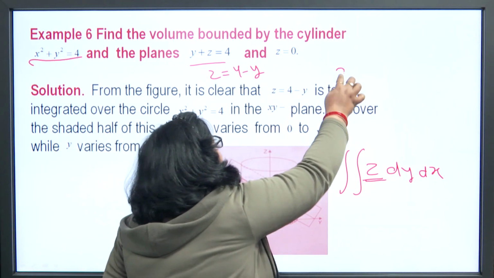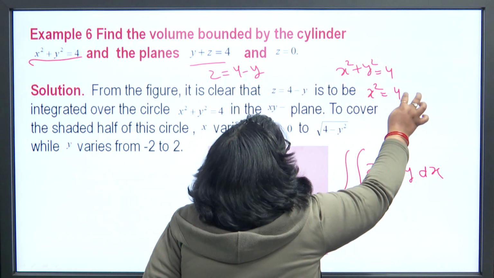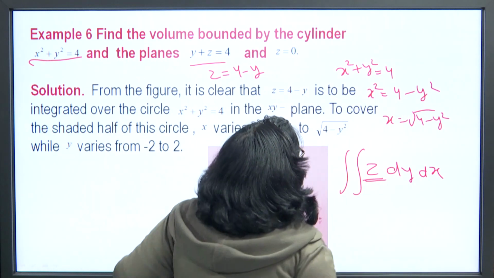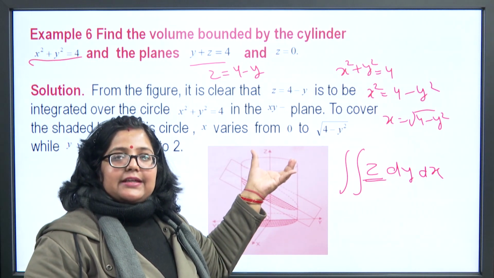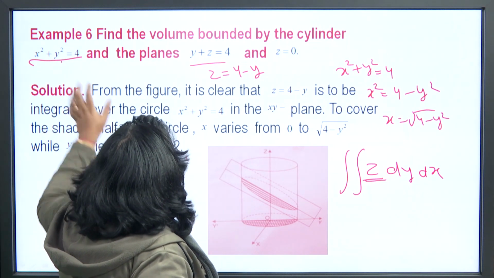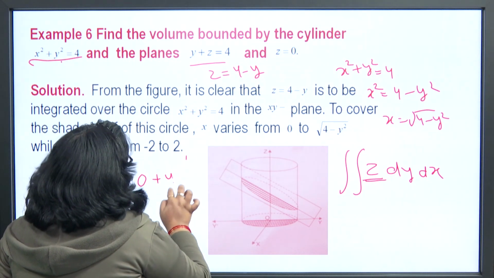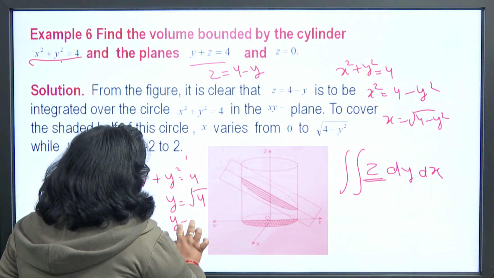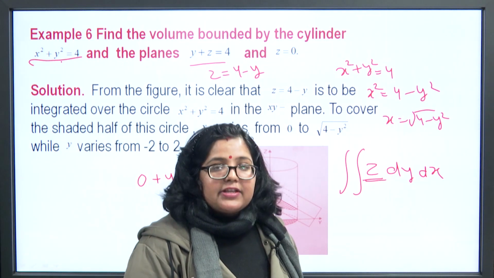Here x square plus y square is equal to 4, that means x square is equal to 4 minus y square, x is equal to under root 4 minus y square. We take the positive coordinate, so x goes from 0 to under root 4 minus y square, while y goes from minus 2 to 2. We can find the limit for the y axis by putting x equal to 0. If x is equal to 0, y square is equal to 4 and y is plus minus 2. So, y varies from minus 2 to 2, and we put all limits in the integration.